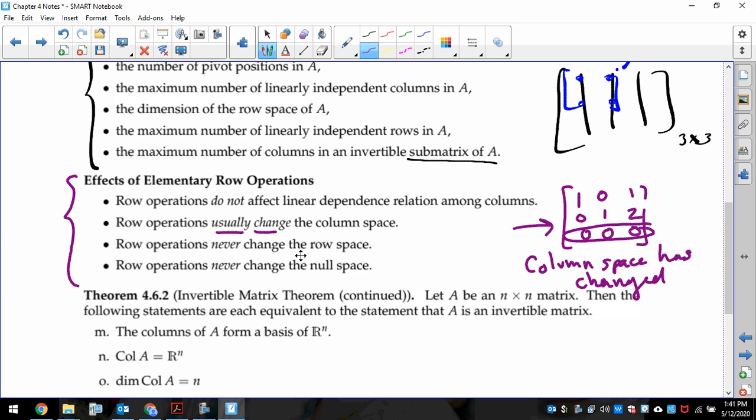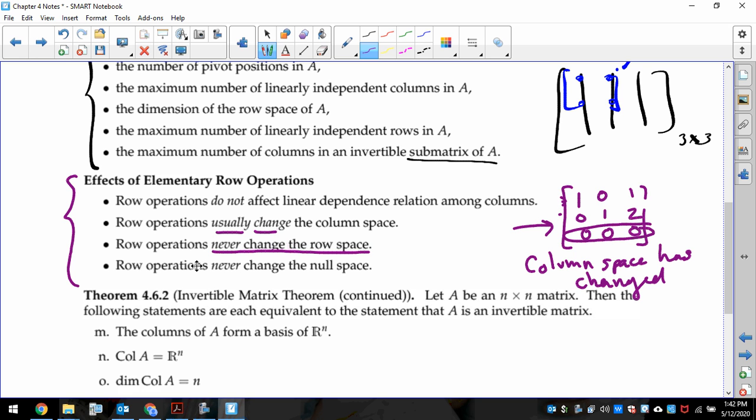But row operations never change the row space. So as I do row operations and add and subtract rows from each other, that will not change the relationship among the rows. The row space will still be the same. So this will lead to the definition of the basis of a row space, or how you find the basis for a row space. You just find the reduced row echelon form, and then take the non-zero rows to find the basis of the row space.